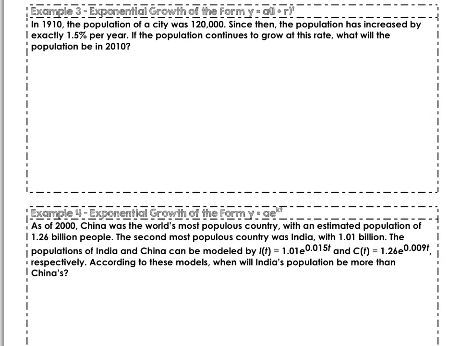Alright, looking at example 3, we're now looking at exponential growth. Once again, in the problem, I'm given a value for a, which is my starting population. I'm given my rate of 1.5, which will convert to 0.015 as my r. And we're given our time because it's going to be the difference between 1910 and 2010. So 100 years. That's what I'm trying to figure out what the population is.